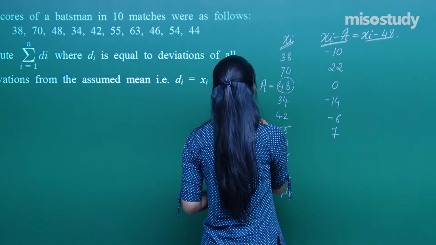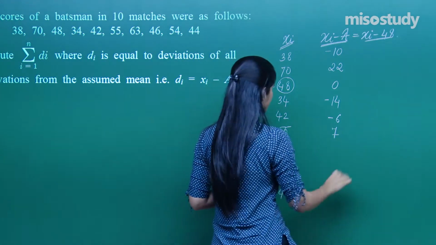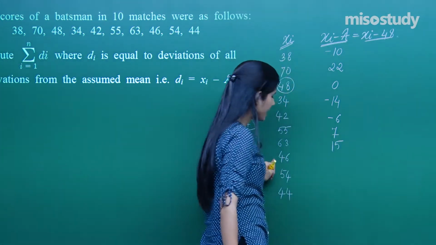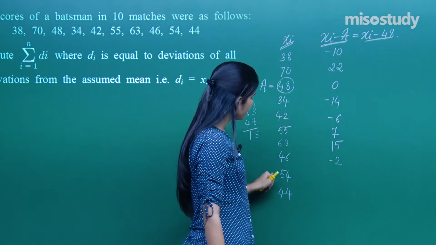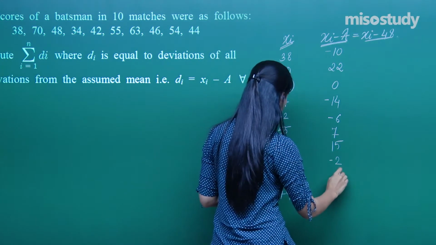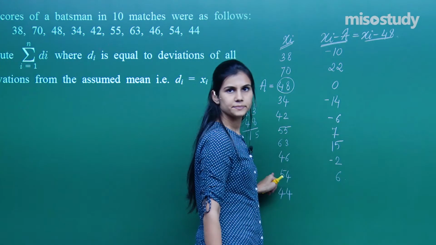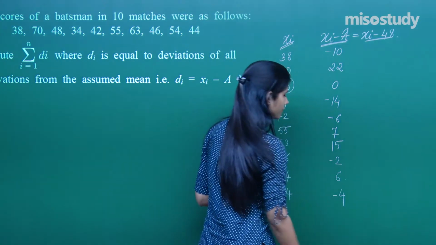63 minus 48 gives me 15. Then I have 46 minus 48, this gives me minus 2. Then 54 minus 48 gives me 6. And then 44 minus 48 gives me minus 4.